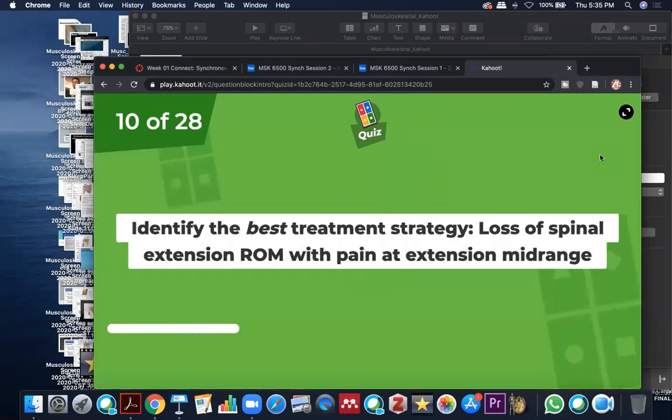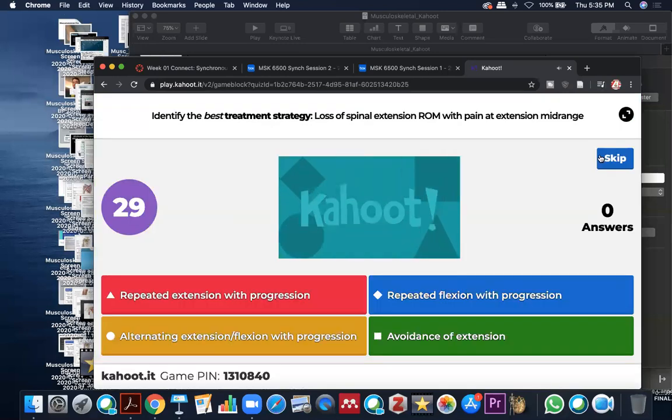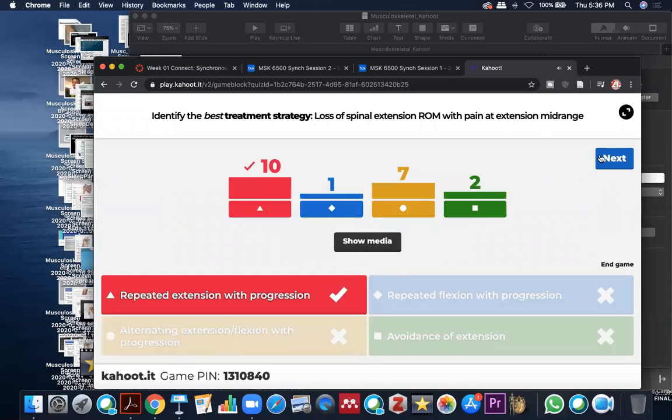All right. Next one, identify the best strategy. Loss of spinal extension range of motion with pain at extension mid-range. Cool. Yeah, definitely. This is the answer.